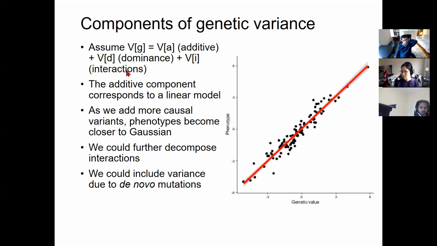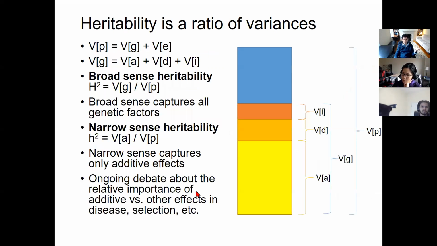But there are network-driven approaches that you could use to get at some of those interactions. And that's what, for example, Remy in my group is doing with CombiG. He's looking for combination and interaction effects driven by network models. But this additive component corresponds to a linear model, and as we add more causal variants, the phenotype becomes closer to Gaussian. So the more causal variants we add, the more Gaussian the distribution will look. And again, we could further decompose the interactions. We could include the variants due to de novo mutations, and all kinds of additional contributors.